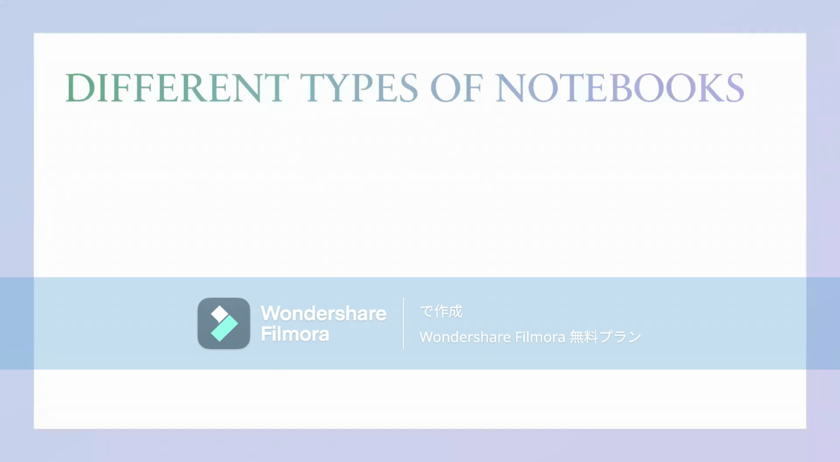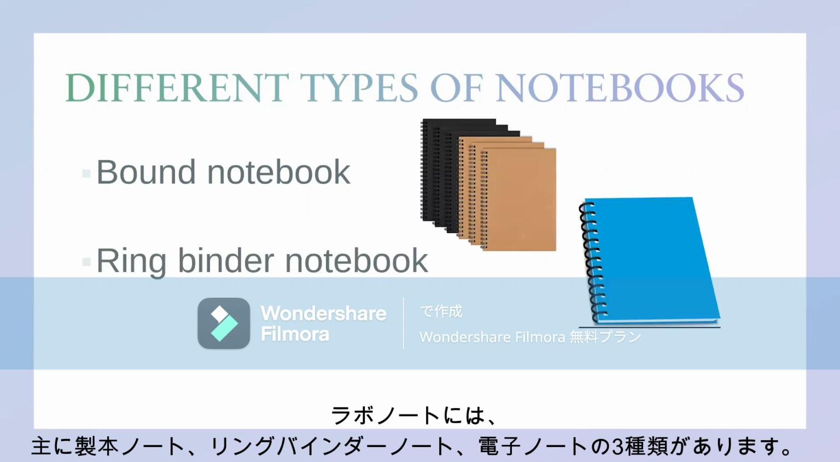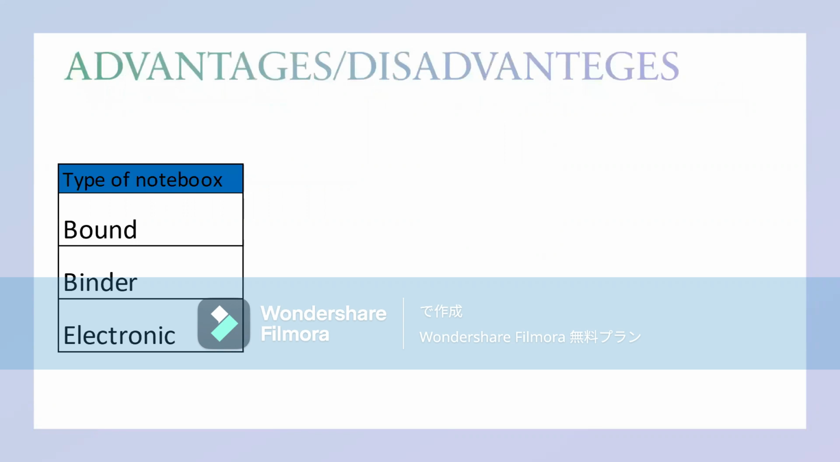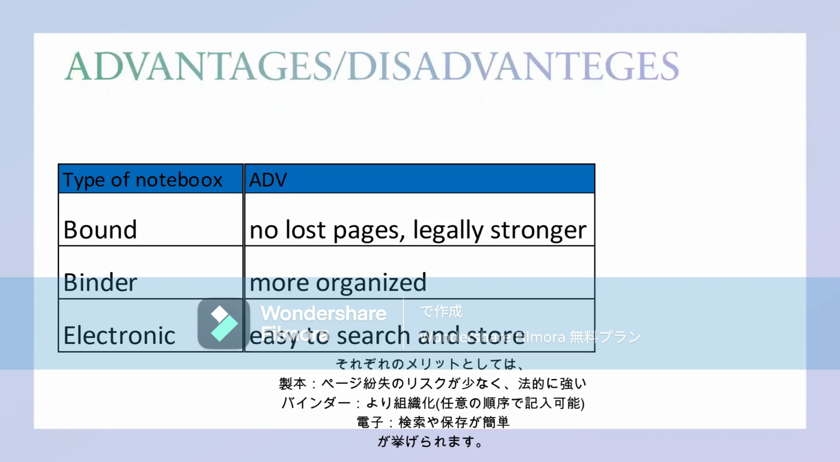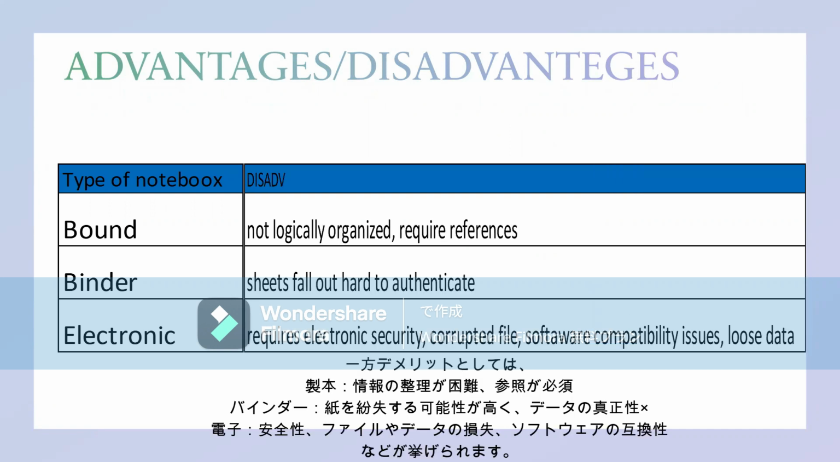There are three main types of lab notebook: the bound notebook, or the classic one, the ring binder notebook, and the electronic notebook. The advantages of the bound notebook are that you don't risk losing pages and it's legally stronger. The binder is more organized, and the electronic notebooks are becoming more popular due to their ease of use, legibility, and easy searchability. However, they also have disadvantages.